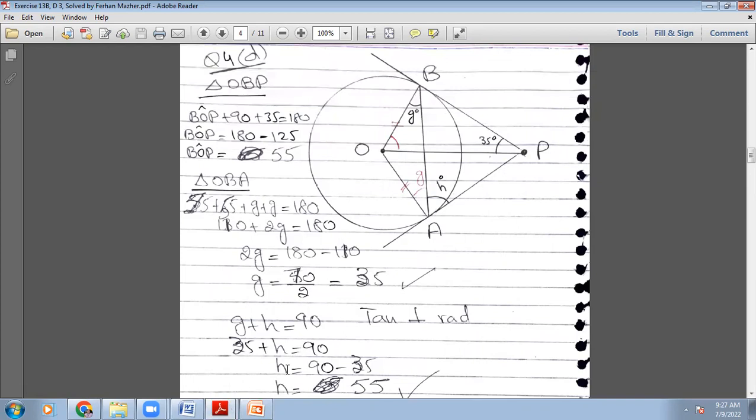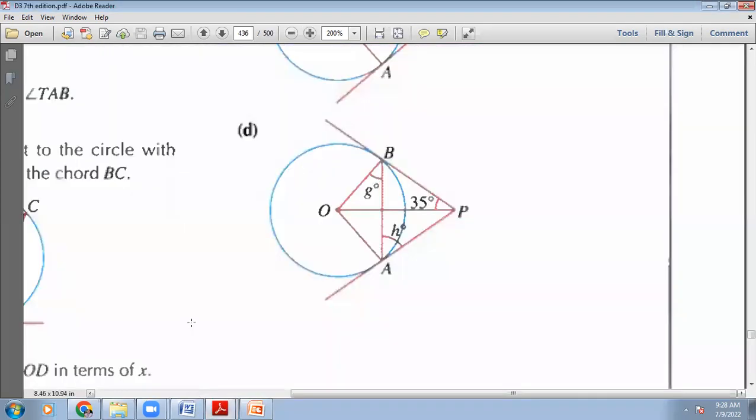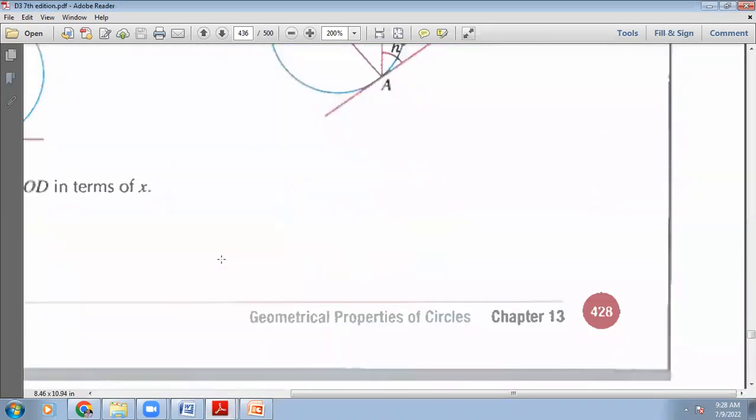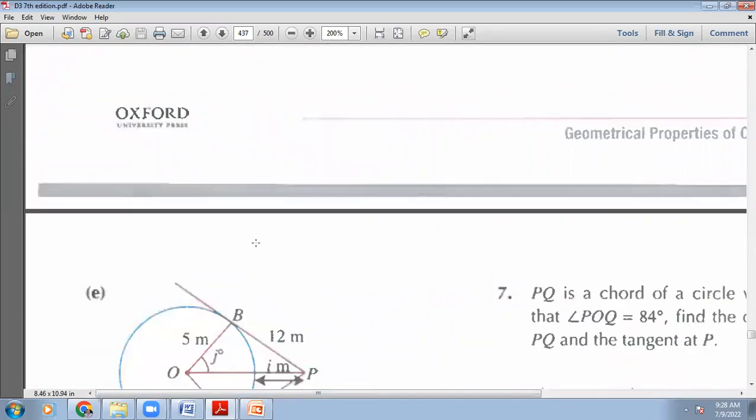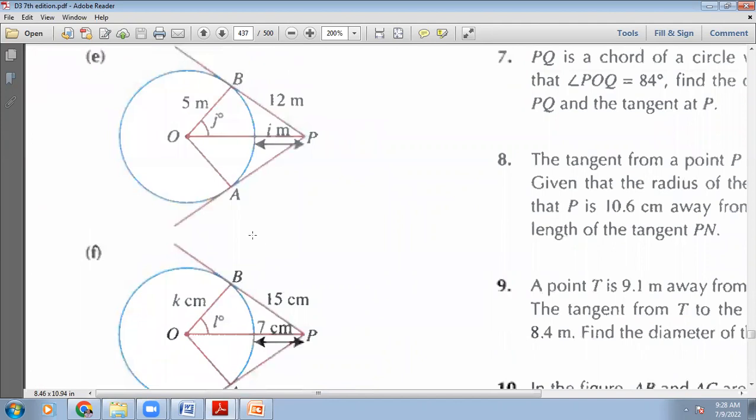So question number 4, D part is showing up on your screen. You see, there can be many ways in which this question can be solved. This is one of the ways. So that was question number 4, its D part. Now we will have question number 4, its E part.